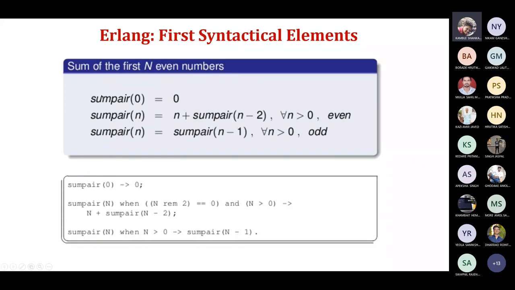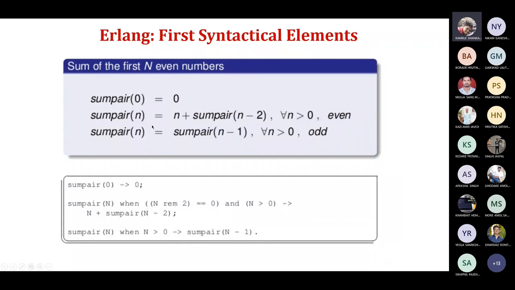Some like this is some function name. Now you have given it as sum, so sum of 0 is 0 and sum of n is n plus sum of n minus 2 for all n greater than 0. So this will be for even numbers, and sum of n minus 1 for all n greater than 0 for odd numbers. Simple clause. And then you can just write it in this particular manner in Erlang.